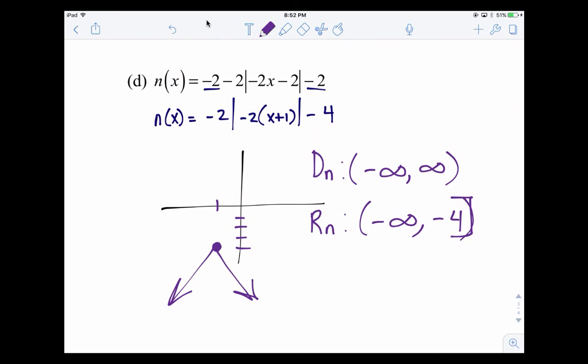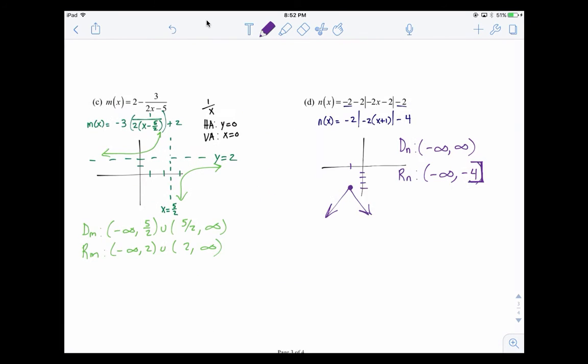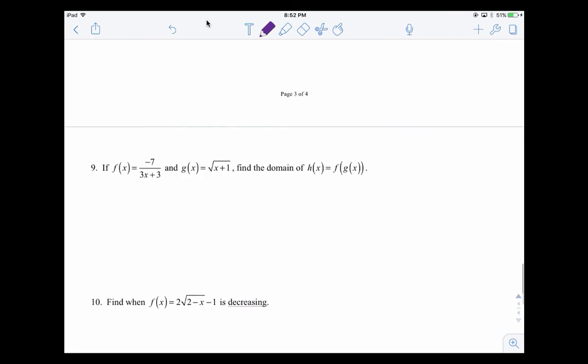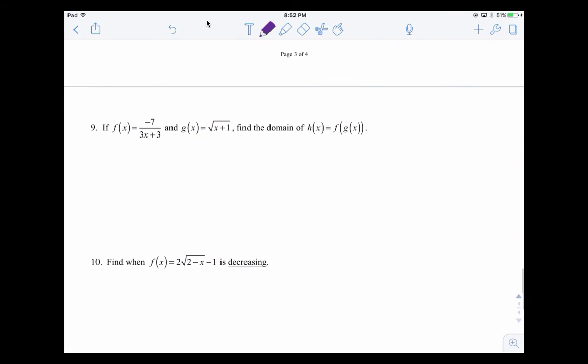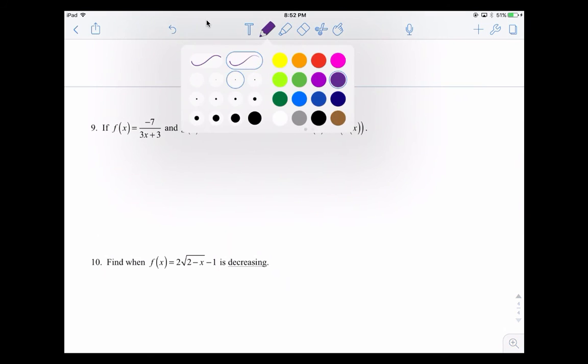Close that back, sorry about that. Alright, so if you guys can do those, you should be good with the questions that I'm going to ask you. Alright, so the last two we have here, again, nothing really too difficult, just a little bit more thinking.